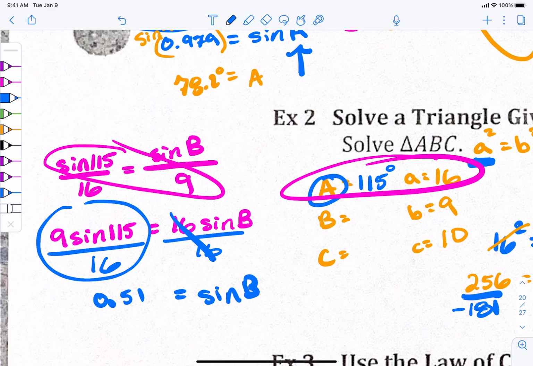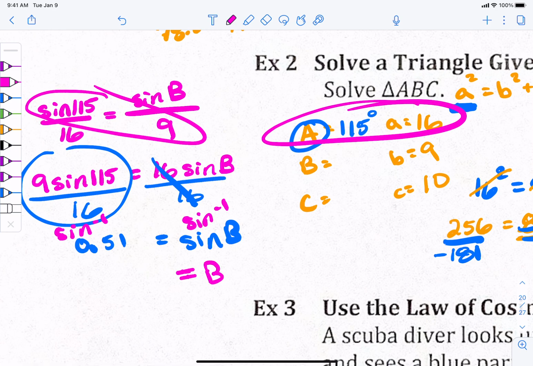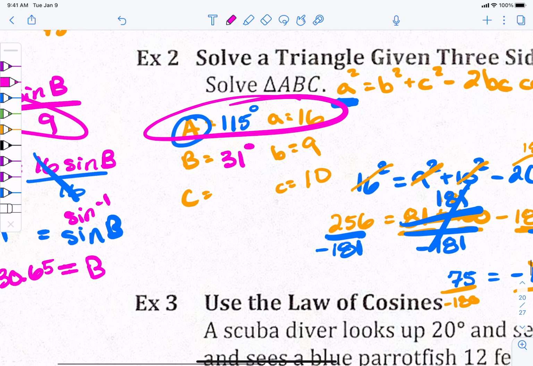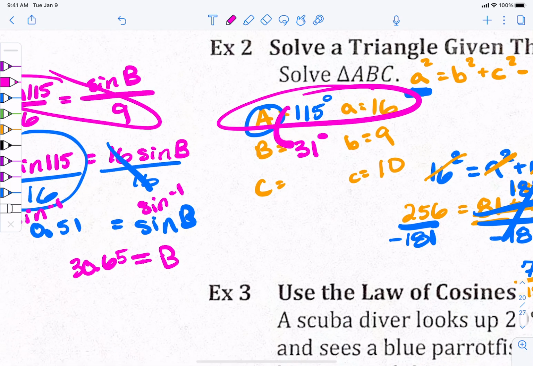0.51. Now how do I get B? Inverse sine. So I take inverse sine of 0.51. It would be 30.65, but for angles we make it 31. So B is going to be 31. Then you can add and subtract. 115 plus 31 is 146. Subtract from 180, that's 34.